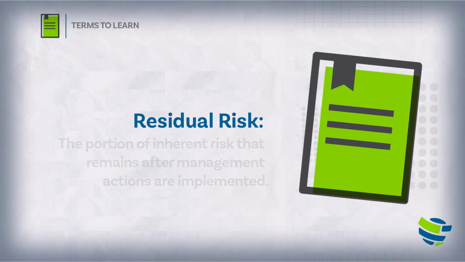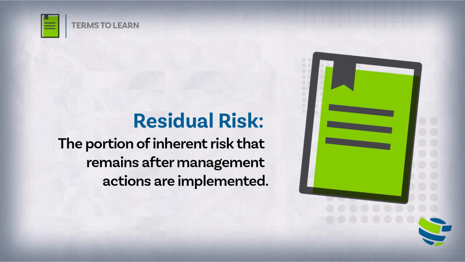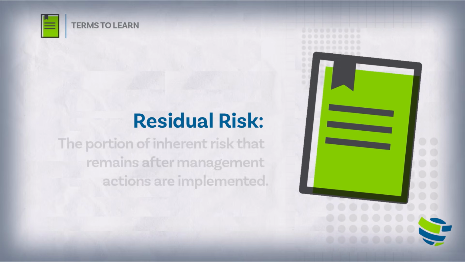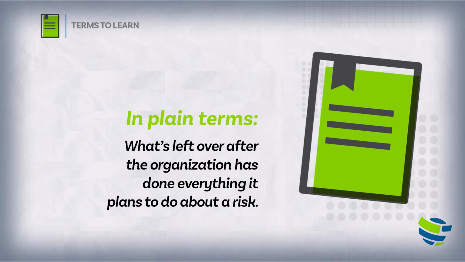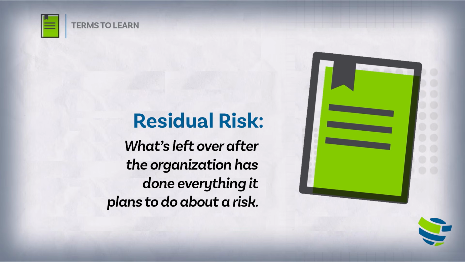One more term before we wrap up: residual risk. The standards define residual risk as the portion of inherent risk that remains after the management actions are implemented. In plain terms, it's what's left over after the organization has done everything it plans to do about a risk. If the controls are working, residual risk should be lower than the inherent risk. If residual risk is still above the organization's risk tolerance, that's a problem worth flagging. Internal auditors often look at residual risk to evaluate whether the controls in place are making a meaningful difference.